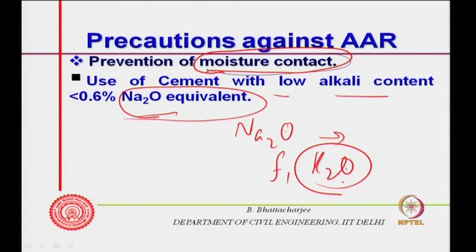So, if you use cement having less than 0.6 sodium oxide equivalent, or even still lesser than that, then the chance of alkali aggregate reaction will be lower.